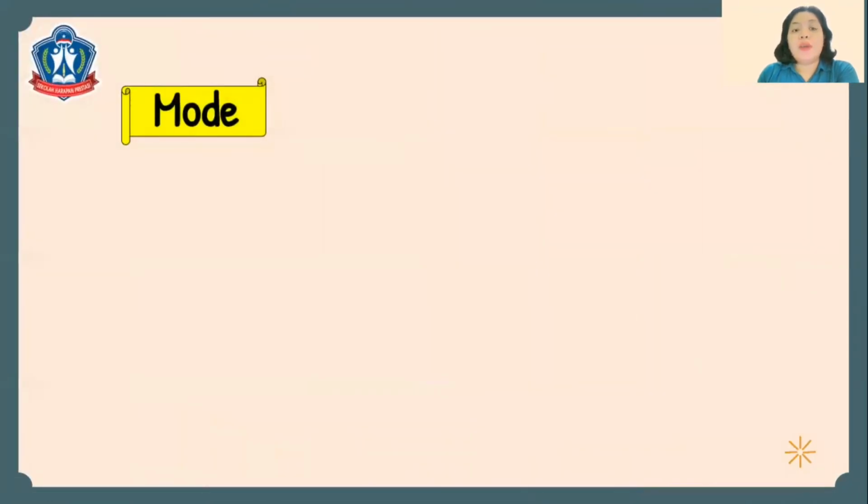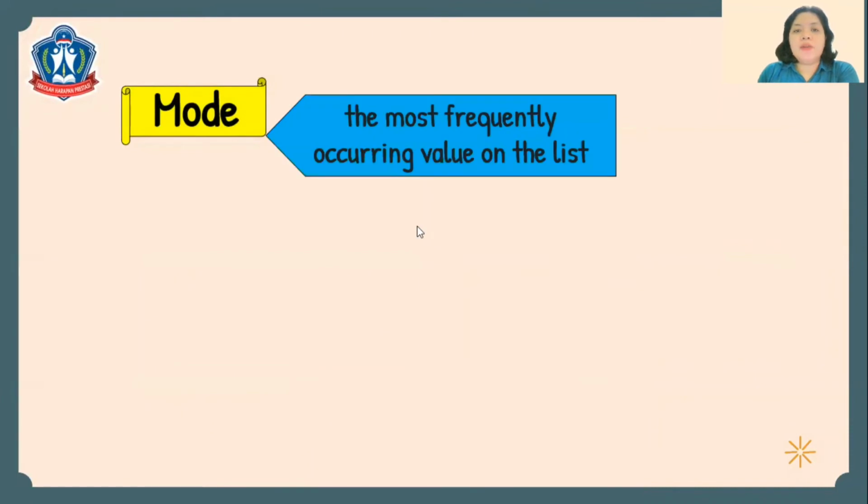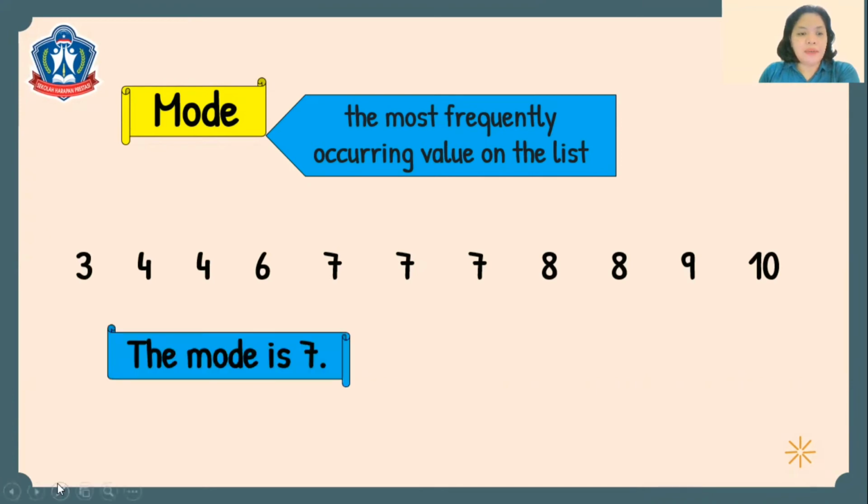So let's start with mode. Mode, children, is the most frequently occurring value on the list. So I have here different values. Look at the numbers. Which number or value occurs frequently, or is the highest in number? Yes, it's number 7. Number 7 occurs 3 times. So this is our mode. 4 occurs only 2 times, 8 only 2 times, and the rest occur only 1 time.